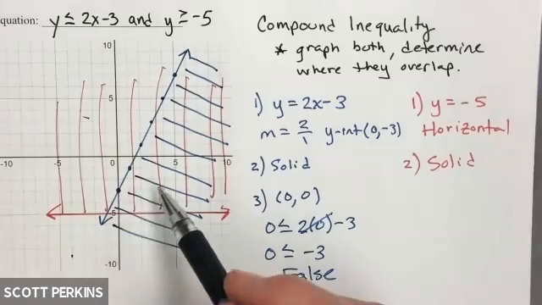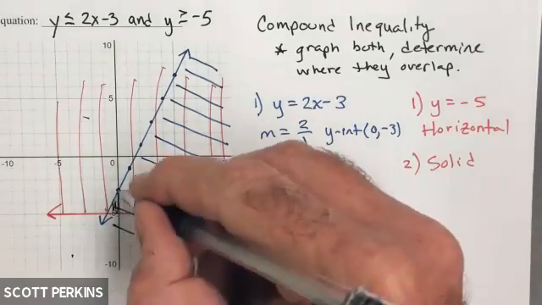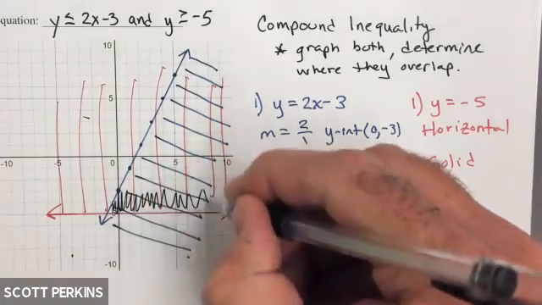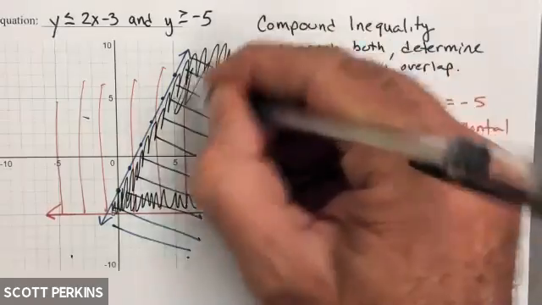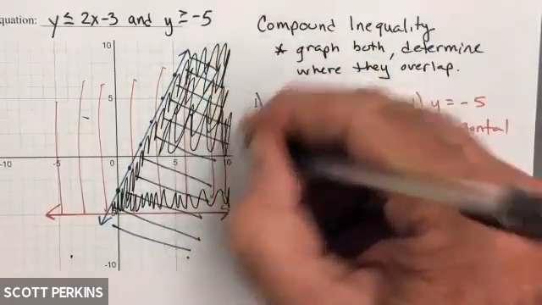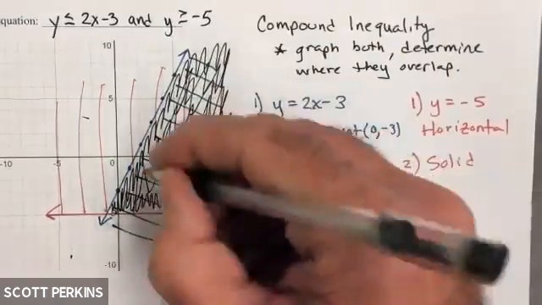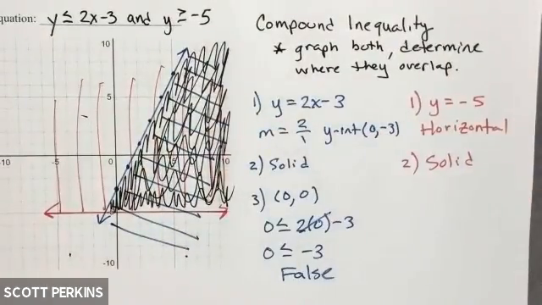Here. Yeah, thanks for humoring me. Appreciate it. And then where has both shadings is right in here. So I'm just going to shade in this little region right here. These are the points that satisfy both of those inequalities. Those are the solutions to the inequality right there.